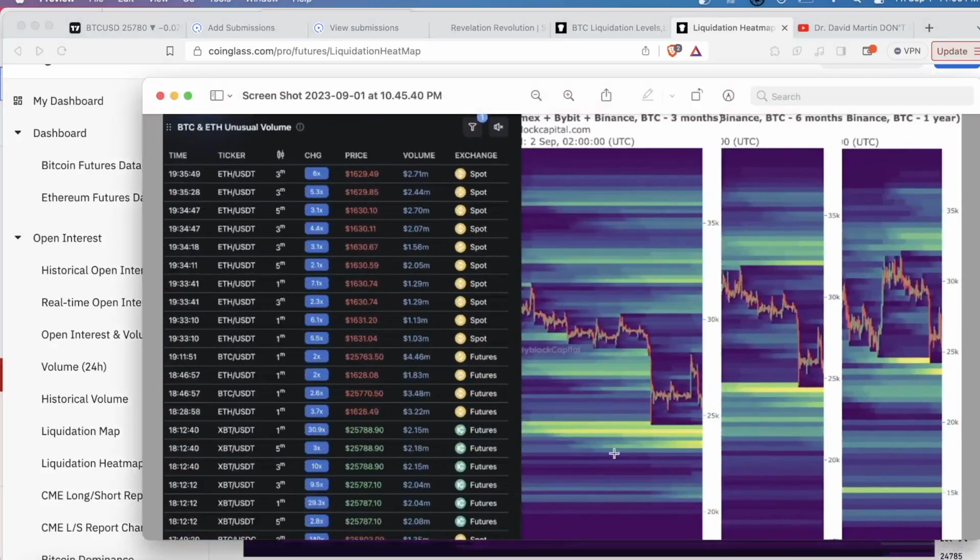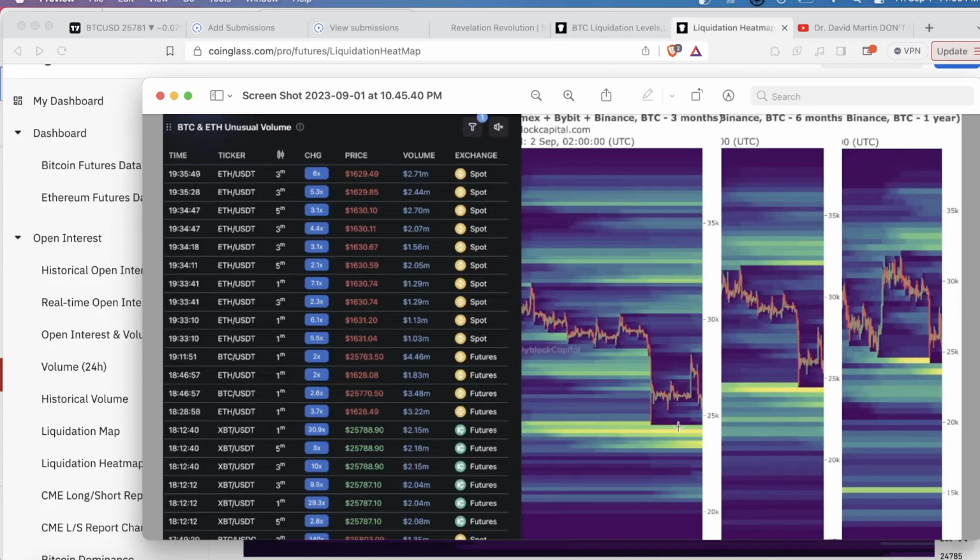This is the liquidity range on a 3-month. Okay, this is 3 months, 6 month, and 1 year. But look at this right here. Look at this massive liquidity pool right here. I think this is probably around 24,005 to 23,005. This range right here. That's a big target, guys.